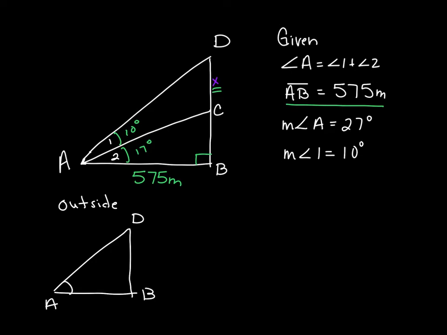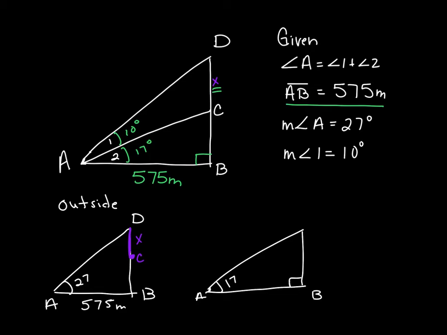The whole angle of angle A is 27 degrees, but we're only looking for this small portion. We don't know what that C is. We're only looking for that X value, not the entire thing. Now, if I look at the smaller triangle on the inside, sorry, it's not to scale, this is also angle 2, so this stays as 17 degrees. This is still 90, and both lengths from A to B are 575 meters.